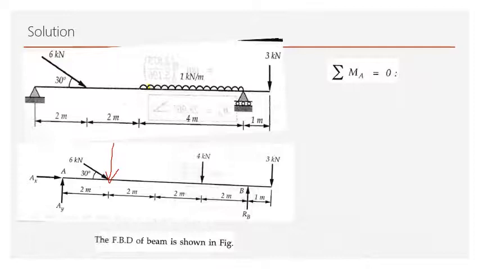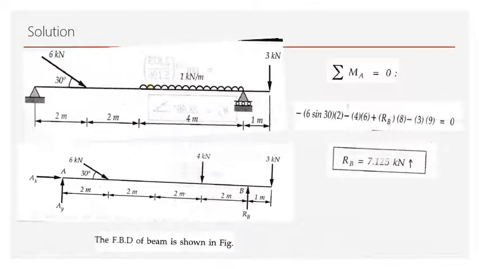Find the summation according to their sign convention. 6 sin 30 into 2, that is the moment of the vertical component of the 6 kilonewton inclined force, and the moment of the UDL 4 into 6, and the moment of the reaction RB into 8, and the moment of the force 3 kilonewton, 3 into 9. So we get RB as 7.125 kilonewton.